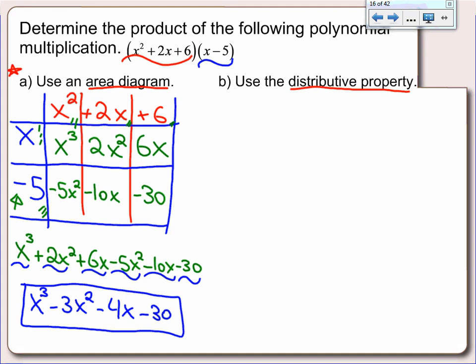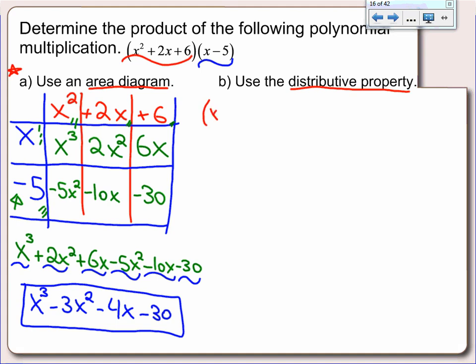That's called the area diagram. Again, that's the most popular one usually in our school. It's very nice and organized, so if you're not a very organized individual, that's kind of the perk of it. Okay, distributive property. So distributive property is a little bit different. What we'll do is we'll write out our question.